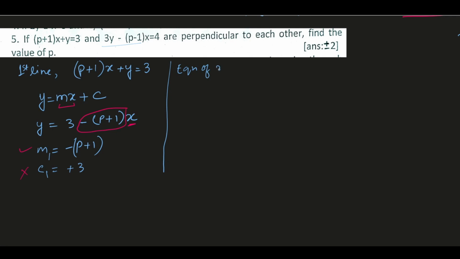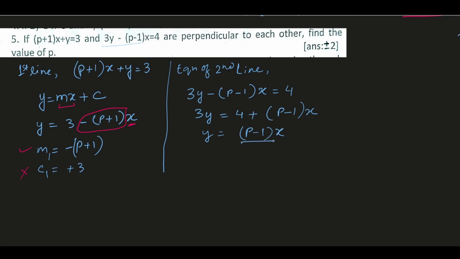Equation of the second line: 3y minus (p minus 1) into x is equal to 4. 3y is equal to 4 plus (p minus 1) into x. y is equal to (p minus 1) into x divided by 3 plus 4 divided by 3. So here m2 is equal to (p minus 1) divided by 3.